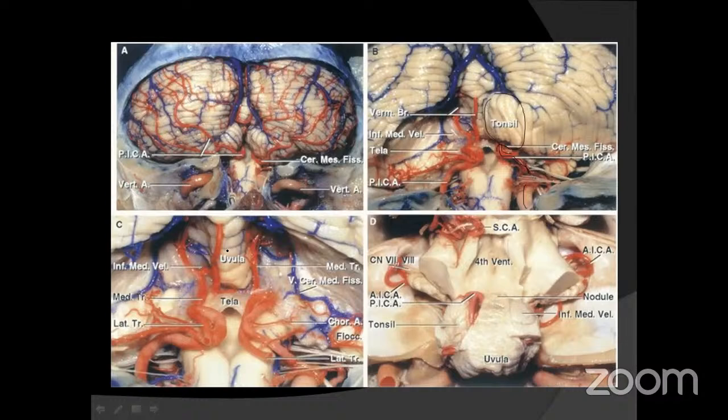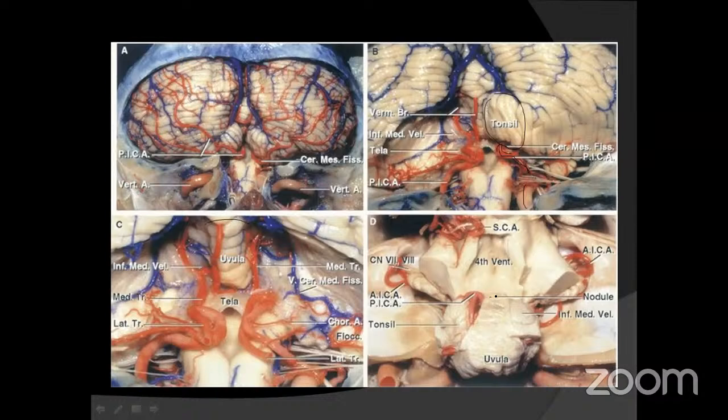If you remove this tonsil so that we can see a better picture, we can easily understand that this is the uvula. We have removed the tonsil and we can see the tela part over here. We can see the fourth ventricle here. We can see that PICA is arising and it's going to run a tortuous course behind the tonsil.